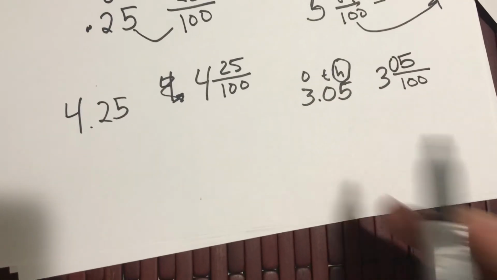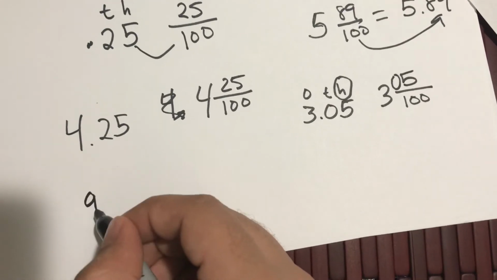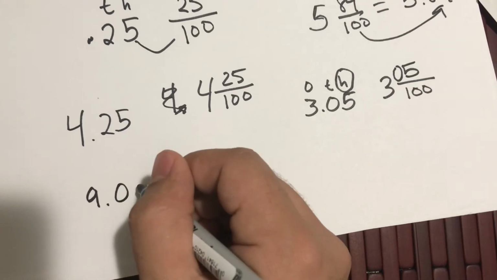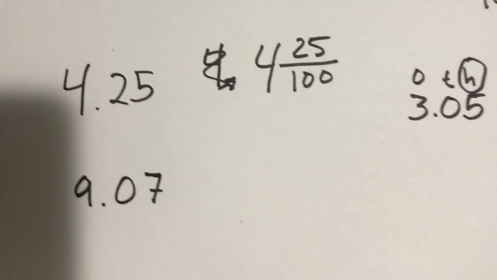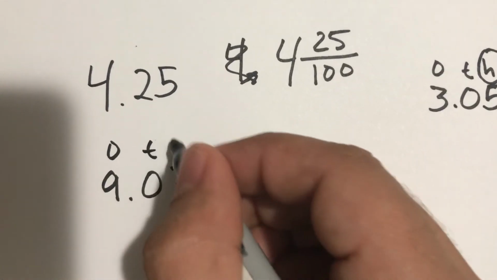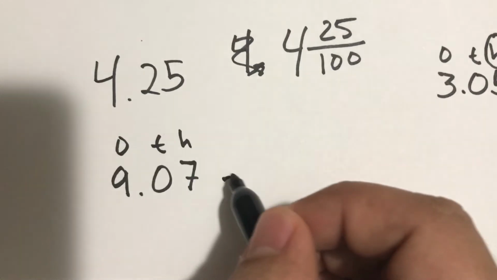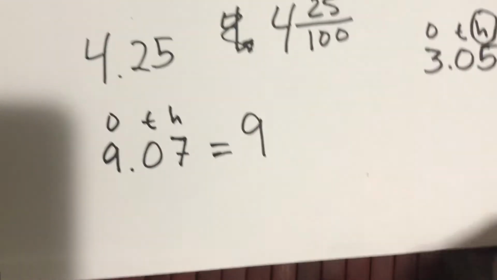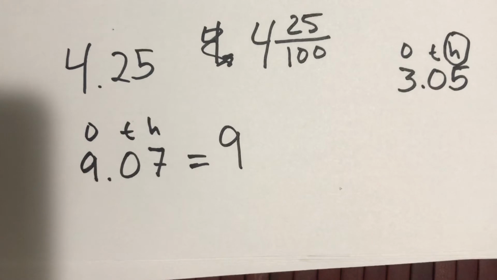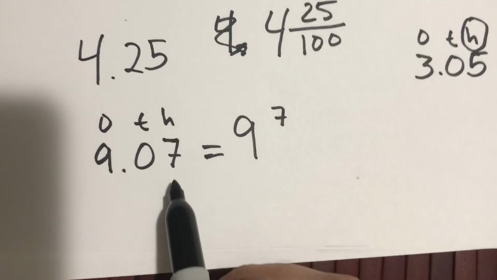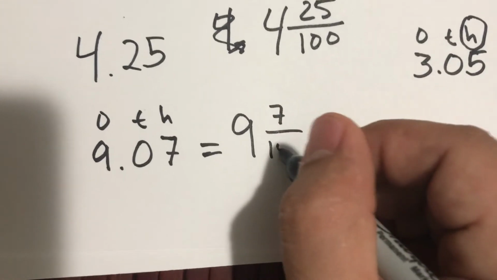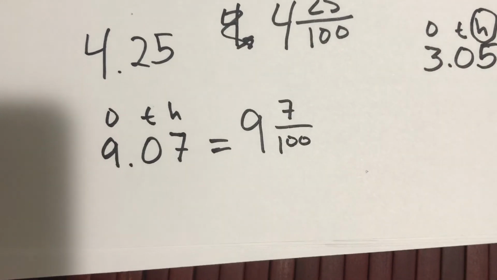Now let's do one more. Let's say we have 9 and 7 hundredths. Again, ones, tenths, hundredths. We know that that would be 9 wholes. That would be our mixed fraction or mixed number. And we have 7. Do we have 7 out of tenths or 7 out of 100? We have 7 out of 100, so that would be 7 over 100.